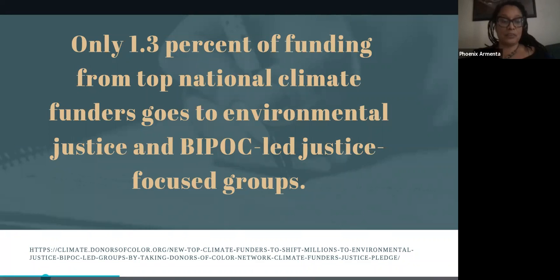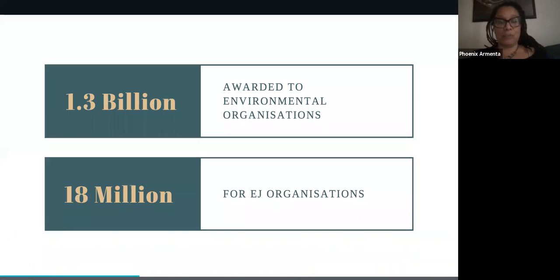So what that means in terms of overall money is that there's $1.3 billion going to environmental justice groups. Only 18 million actually goes for EJ organizations. So for the work that we're doing, it makes it feel like this funding is really hyper competitive, really scarce. But this is changing. A group of foundations prompted by EJ organizations led by people of color have actually started making a pledge to put more money into EJ organizations, but we're still looking to see what the effects of that are going to be.